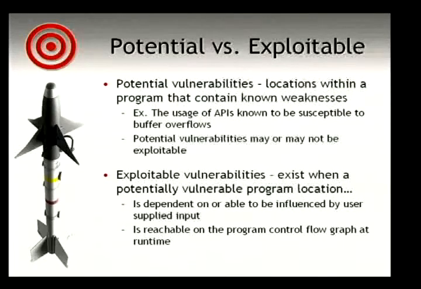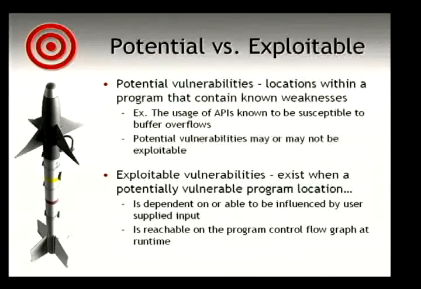You can have a program that uses, for example, traditionally vulnerable API calls that are usually vulnerable to buffer overflow and such. And it may not be possible to actually exploit those vulnerabilities. So we have this differentiation between a potential vulnerability, that being a location within a program that contains a known weakness, like a potentially vulnerable API call, and an exploitable vulnerability for which you can actually craft some kind of a working exploit.